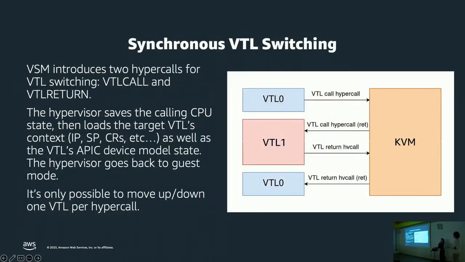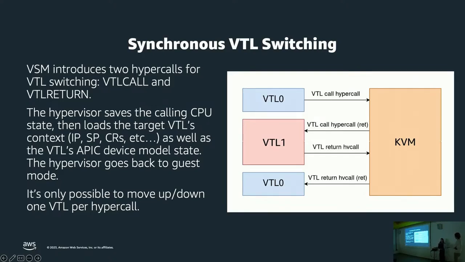So as I mentioned, there are two ways a VTL switch can happen. The first one is a synchronous one. That one is when the guest actually asks to be switched into a different VTL. That happens via hypercalls. A jump into the higher privileged VTL 1 is a VTL call, and going back to the less privileged VTL 0 is a VTL return. From the hypervisor perspective, the main thing here is to store the private state of the current VTL, load the context for the next VTL, and basically return, give control back to the guest.